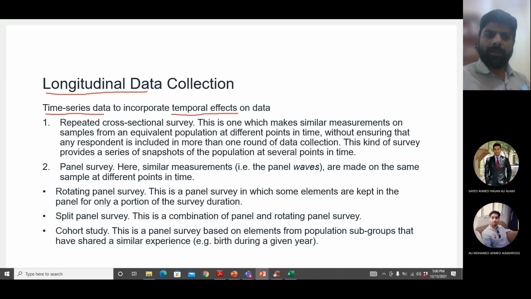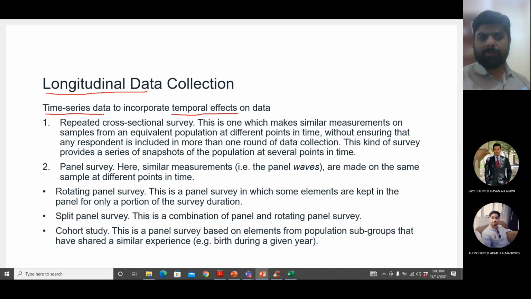In a repeated cross-sectional survey, whatever we have discussed up till now, we do it from an equivalent population at different points in time. So 1 month, 2nd month, 3rd month, and so on, or 1 year, 2nd year, 3rd year, and so on. Same thing, same methodology, same number of samples, and same type of population.